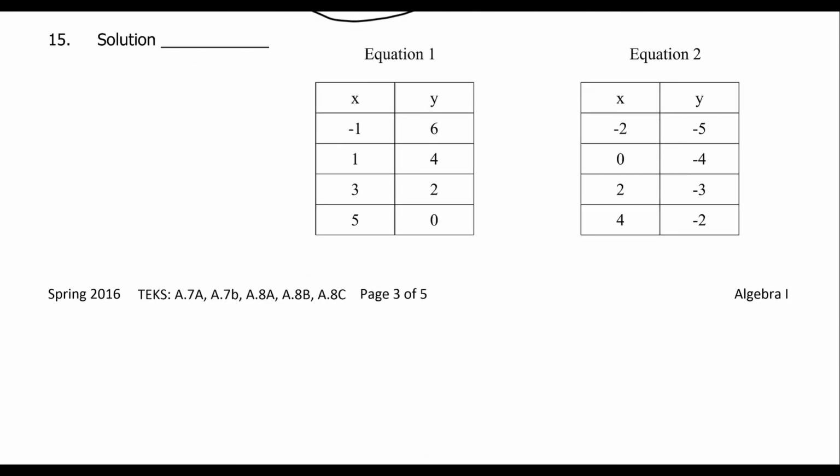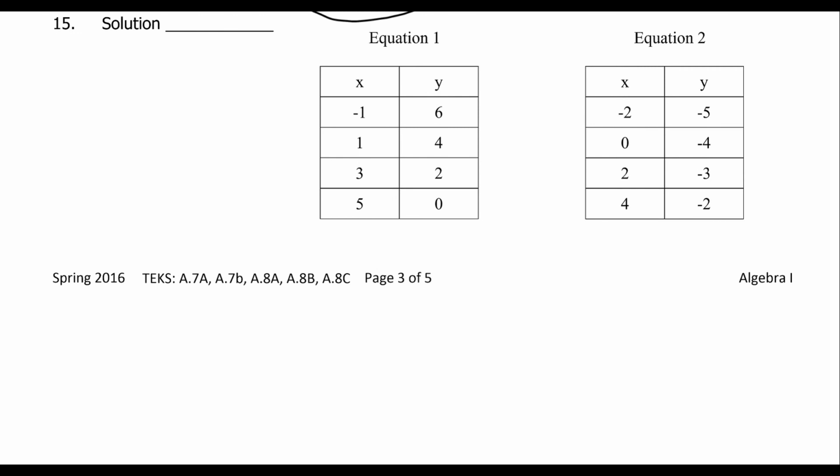Now, this one's a little more tricky, okay? Because if you look, we've got negative 1, 6, 1, 4, 3, 2, 5, 0. Okay, we got negative 2, negative 5, 0, negative 4, 2, negative 3, and 4, negative 2.